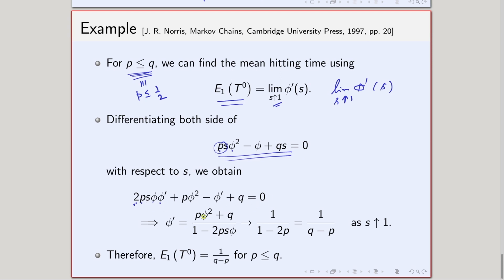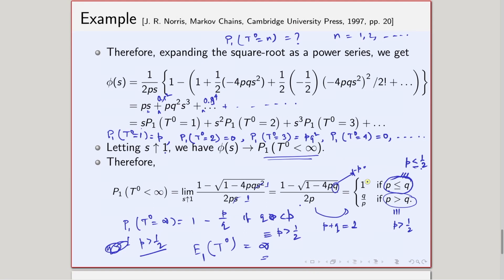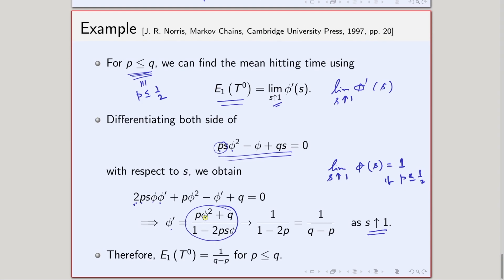Now from here I can solve for phi prime, and it can be shown that phi prime is given by this expression. Now take the limit s increases to 1. Now you just remember that the limit as s increases to 1 of phi of s is 1 if P is less than or equal to half. This we have done here. Okay, this we have done here. This is 1. So phi square is 1.